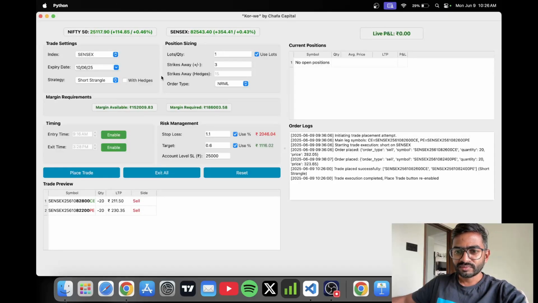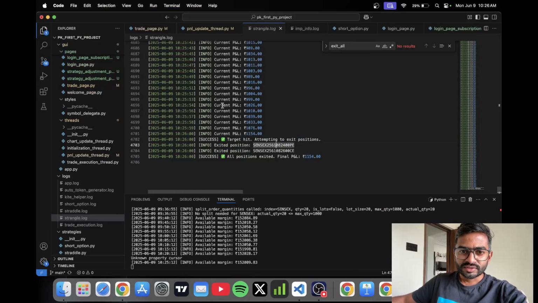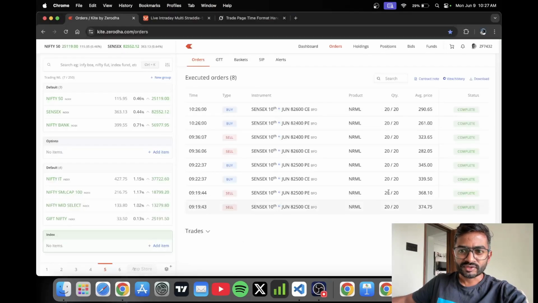Here you can see the trade was placed successfully for exit, and then trade execution completed, right? So we have exited everything, positions are cleared now. This part is yet to be worked on, right? And now you can re-enter again. Yeah, and here is the profit.